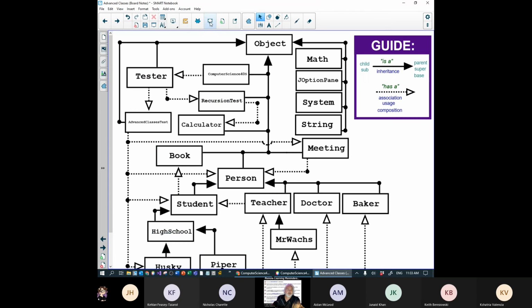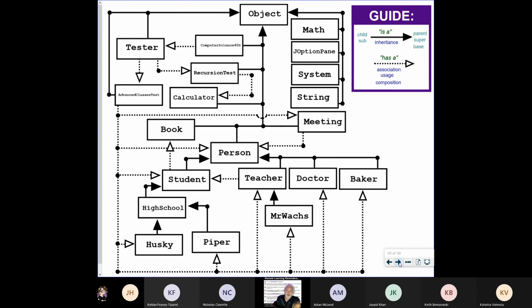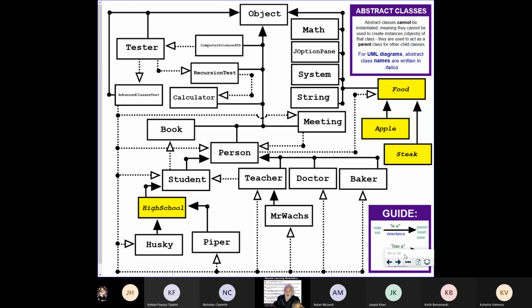And actually, let me just show you real quick what we're going to be doing. Not only are we going to be doing food, but we're going to make two food objects, apple and steak, okay? And they will also be abstract. Or will they? We'll look at that tomorrow.